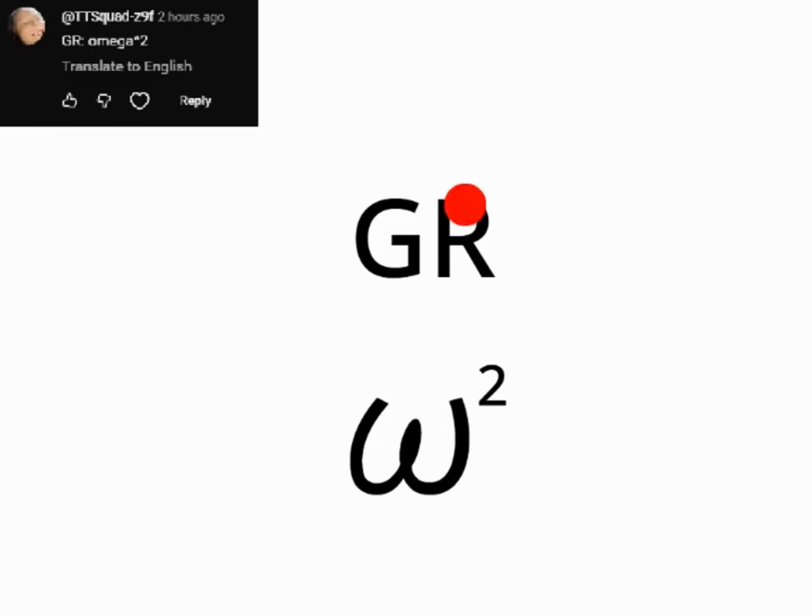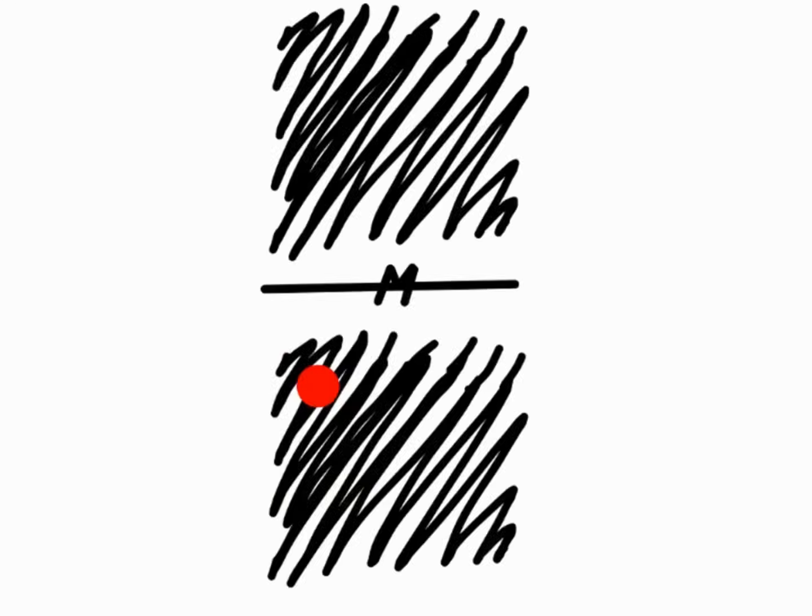Then we have GR, which is omega squared. I don't really get how that makes any sense. There's probably some logic to it, but I just don't know it. So yeah. So now let's get into the main video.